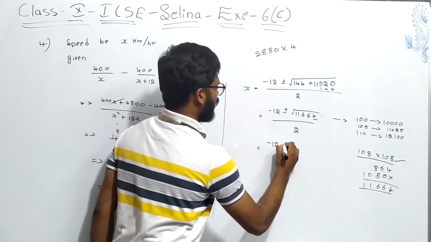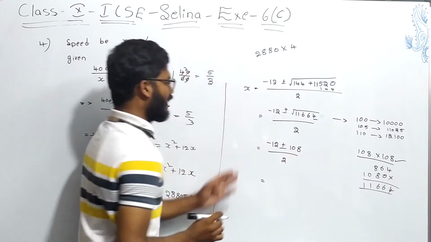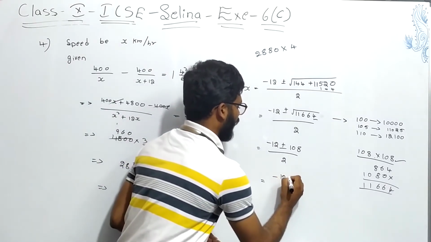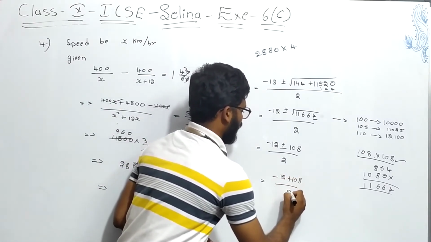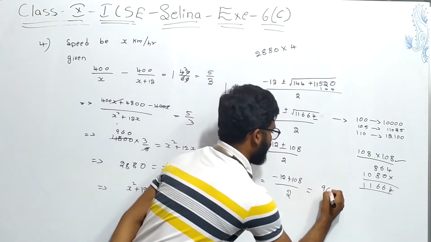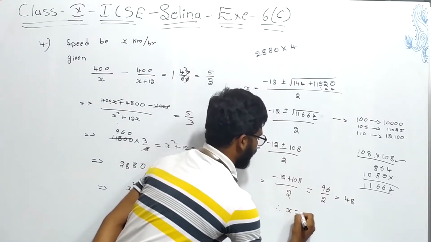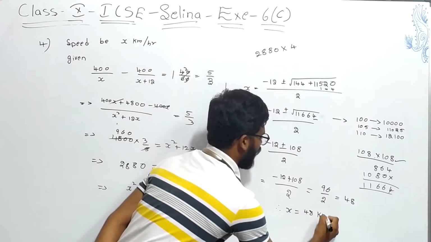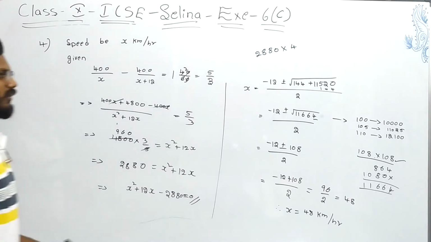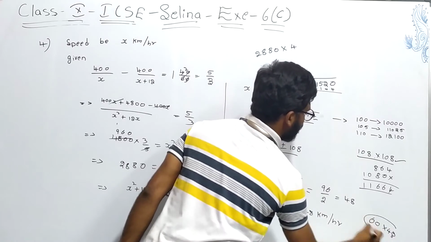So minus 12 plus or minus 108 by 2. So minus 12, if you have to take plus, as it is negative it won't satisfy. Plus 108 by 2. So how much is it? Minus 12 plus 108, nothing but 96 by 2, it is equal to 48. Therefore, the speed is 48 kilometer per hour. Or if you want to write the factors for this one, you will get 60 into 48 as factors.